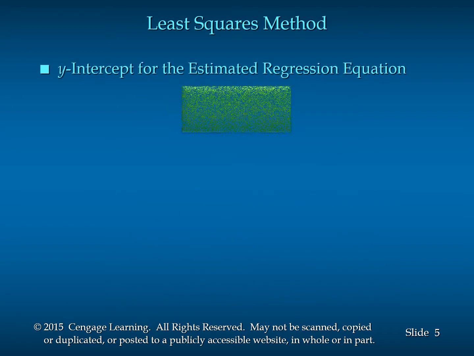Once we have the slope, a very simple equation will give us the y-intercept, beta sub 0, and that will be the mean of y minus the slope times the mean of x.